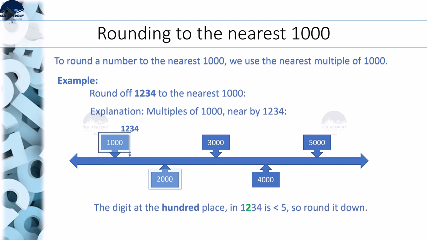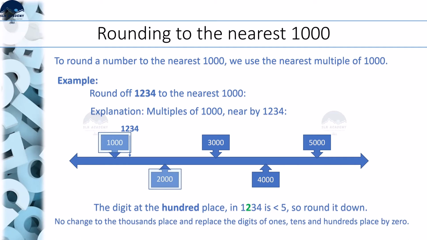The digit at the hundreds place in 1234 is 2 and it is less than 5. So round it down. No change is required to the digit present in thousands position and replace ones, tens and hundreds place by 0. And the answer is 1000 and it is rounded down.